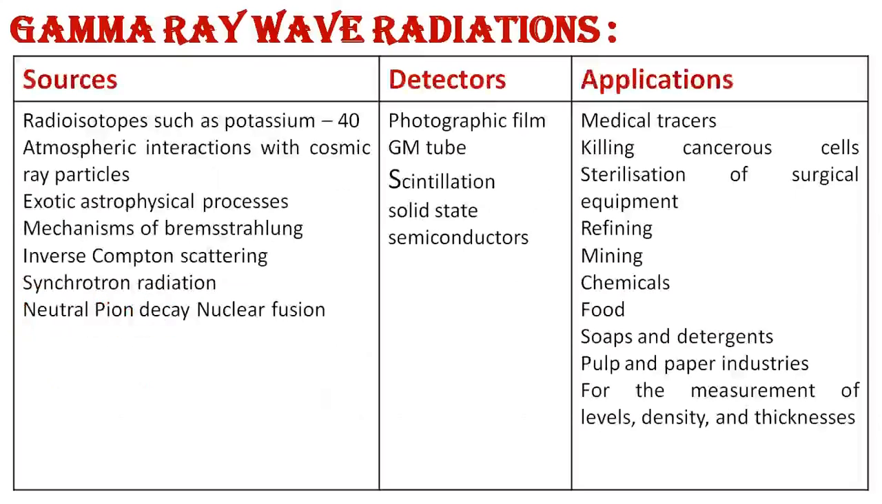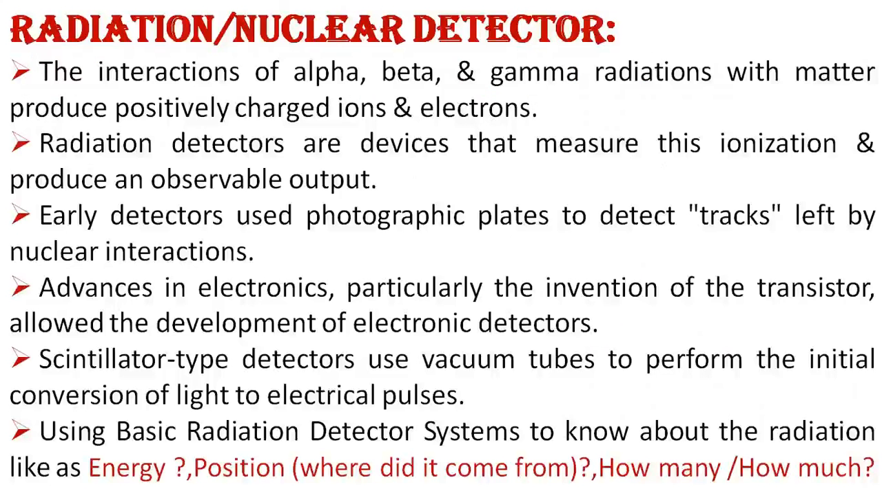So, gamma ray radiation: their sources, detectors and applications. First, the sources: radioisotopes such as potassium-40, atmosphere interaction with cosmic ray particles, exotic astrophysical processes, mechanisms such as bremsstrahlung, inverse Compton scattering, cyclotron radiation, neutral pion decay, and nuclear fission. Detectors: photographic film, GM tube, scintillation, solid state semiconductor. Applications are medical tracers, killing cancerous cells, sterilization of surgical equipment, refining, mining, chemicals, food, soaps, detergents, pulp and paper industries, for the measurement of levels, density and thickness.